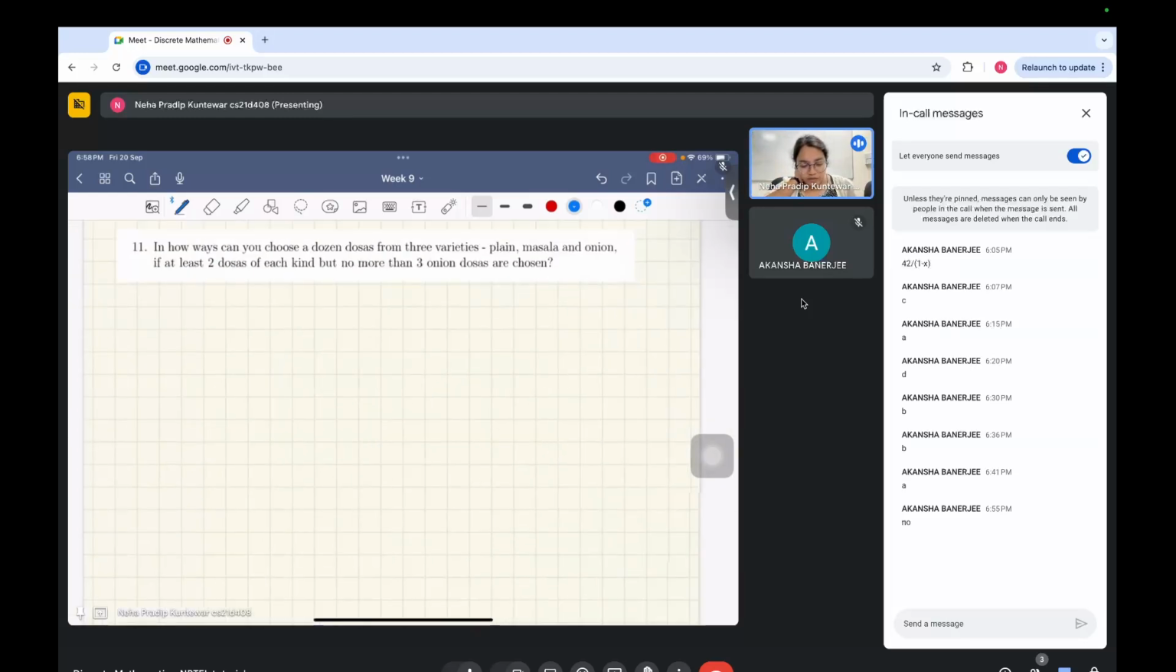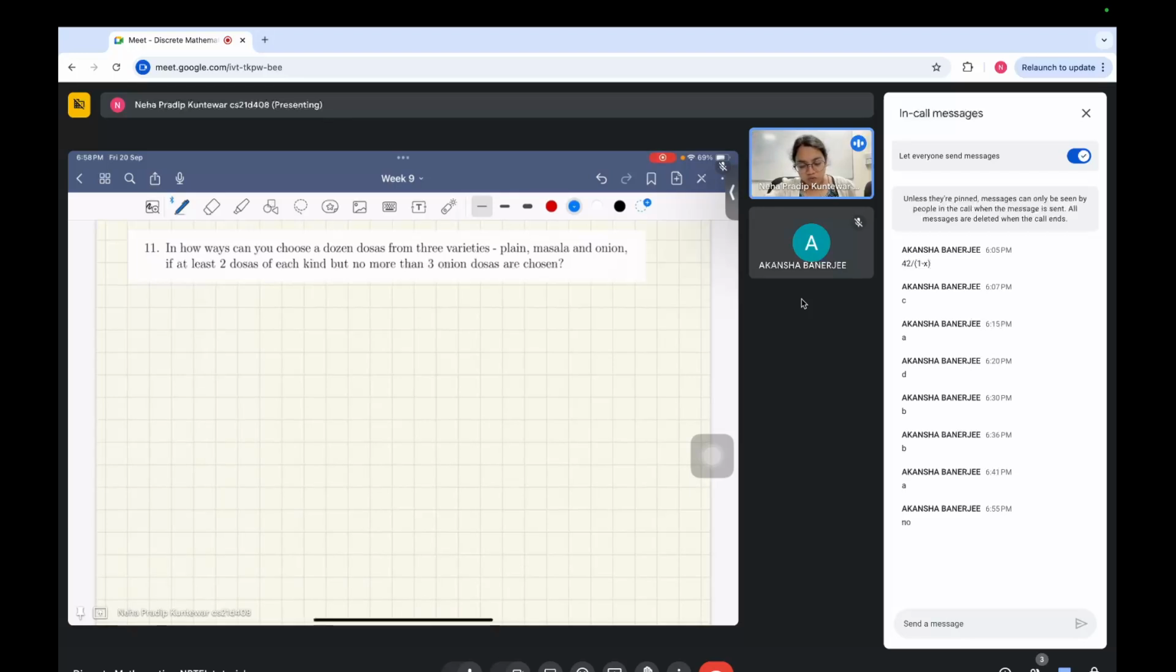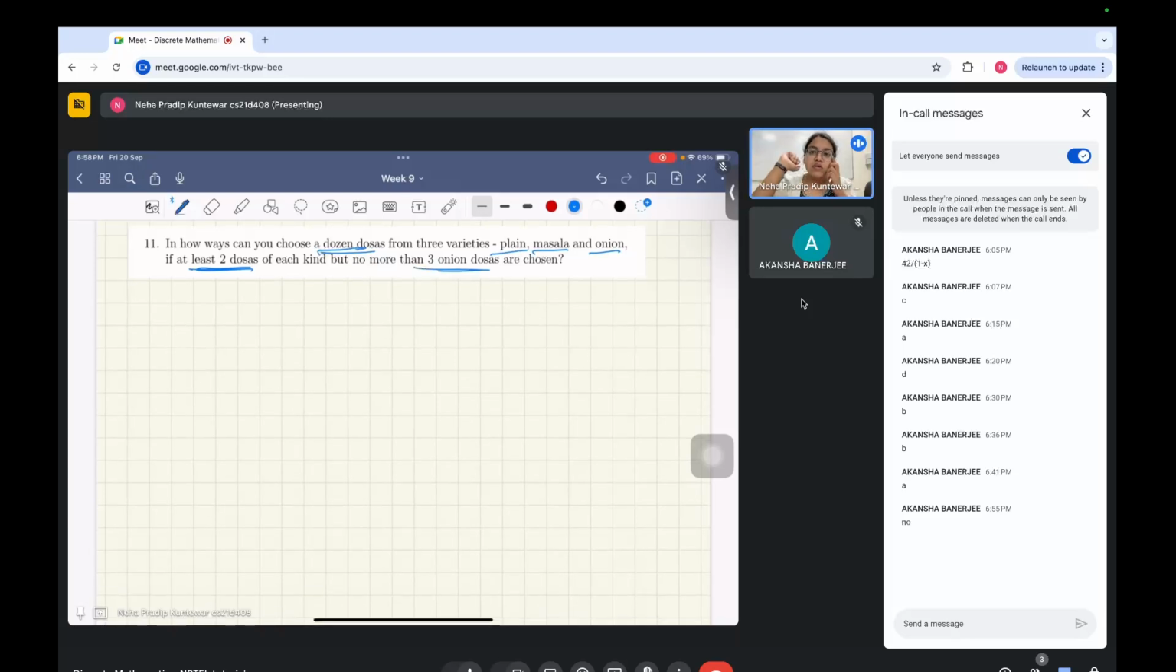Okay, so we'll move on to the final question. You have 3 varieties of dosa. You have plain dosa, you have masala dosa, and you have onion dosa. And you want to choose 12 of them, but in a combination. But additionally, you are making sure that you're taking at least 2 of each kind. But for the onion dosa, you're not taking more than 3. So what would be the polynomial corresponding to that?